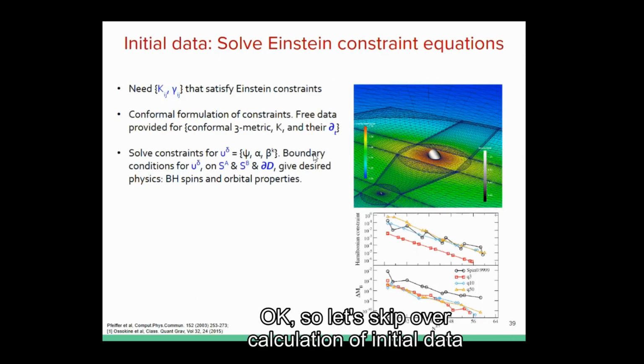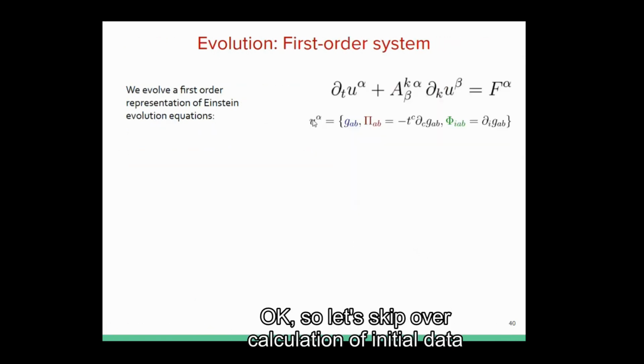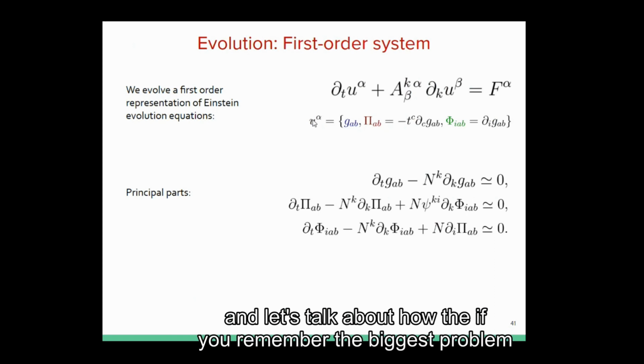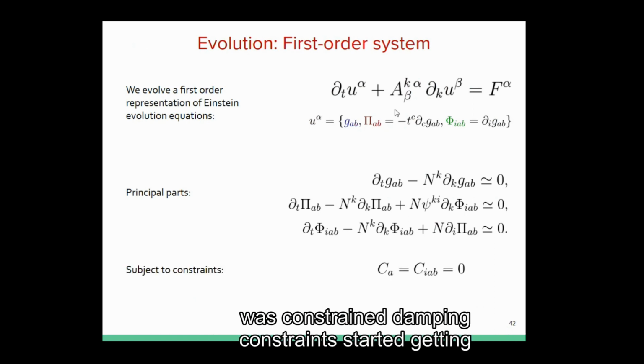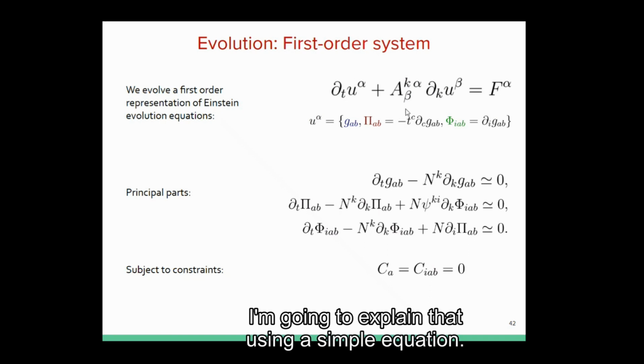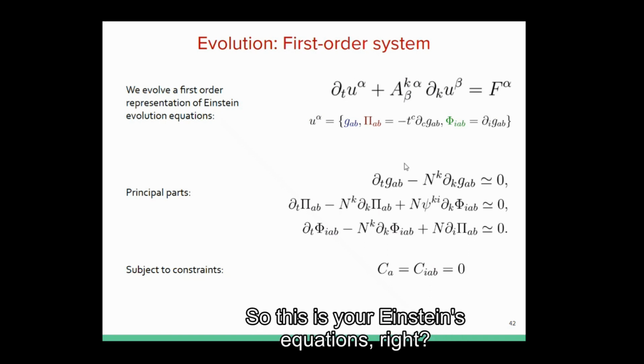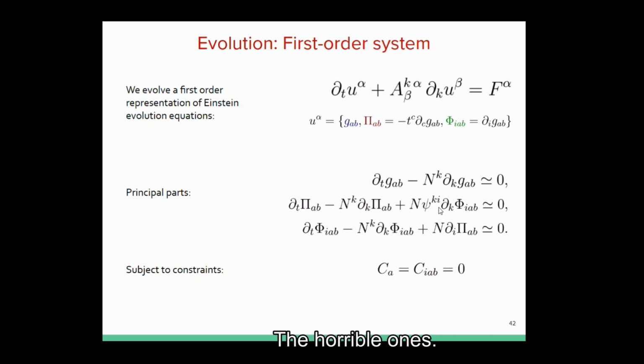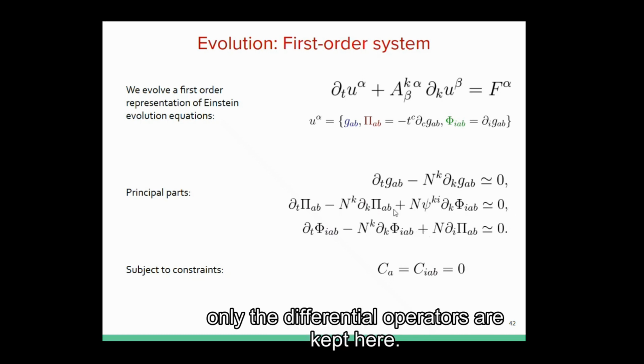Okay, so let's skip over calculation of initial data and let's talk about how, if you remember, the biggest problem was constraint damping. Constraints started getting violated when we start derivation. And I'm going to explain that using a simplest of equations. So this is your Einstein's equations, right? The horrible ones. I've just removed the right-hand sides. Only the differential operators are kept here.